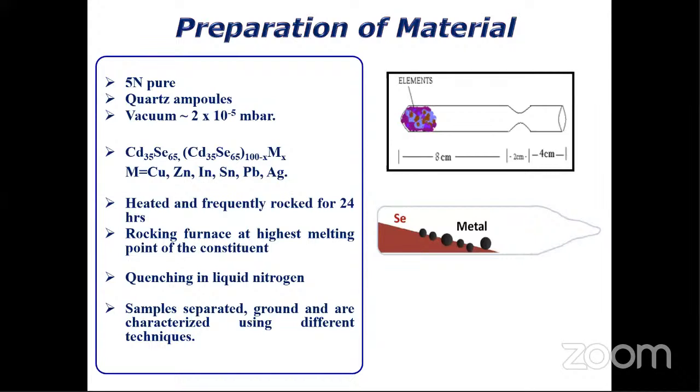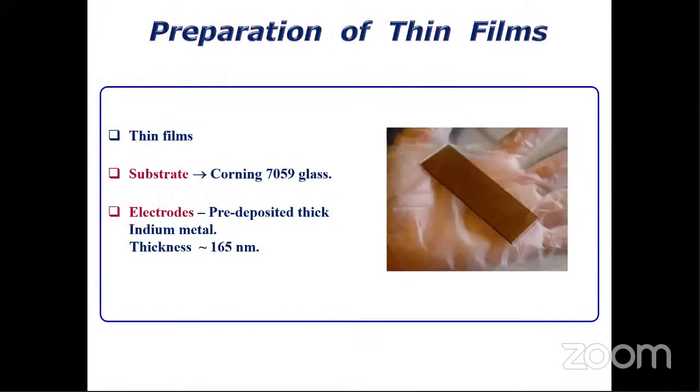And then these are quenched in liquid nitrogen or an ice bath, depending upon the cooling rate, and then we get our samples after breaking the ampoules in the form of bulk ingot. Then these are crushed and used for the deposition of the film. This is the actual film which we have deposited using the physical vapor deposition technique. The glass substrate which we have taken is Corning 7059 glass.